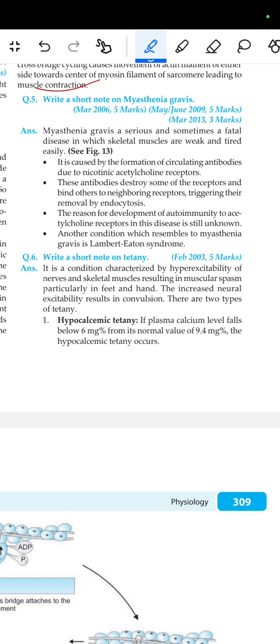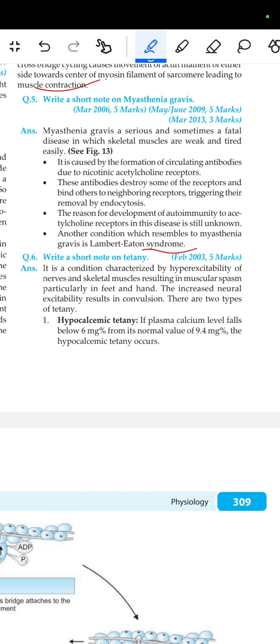It is caused by the formation of circulating antibodies against the nicotinic acetylcholine receptors. These antibodies destroy some of the receptors and bind to the neighboring receptors, triggering their removal by endocytosis. The reason for the development of the autoimmunity to acetylcholine receptor in this disease is still unknown. Another condition which resembles myasthenia gravis is the Lambert-Eaton syndrome.